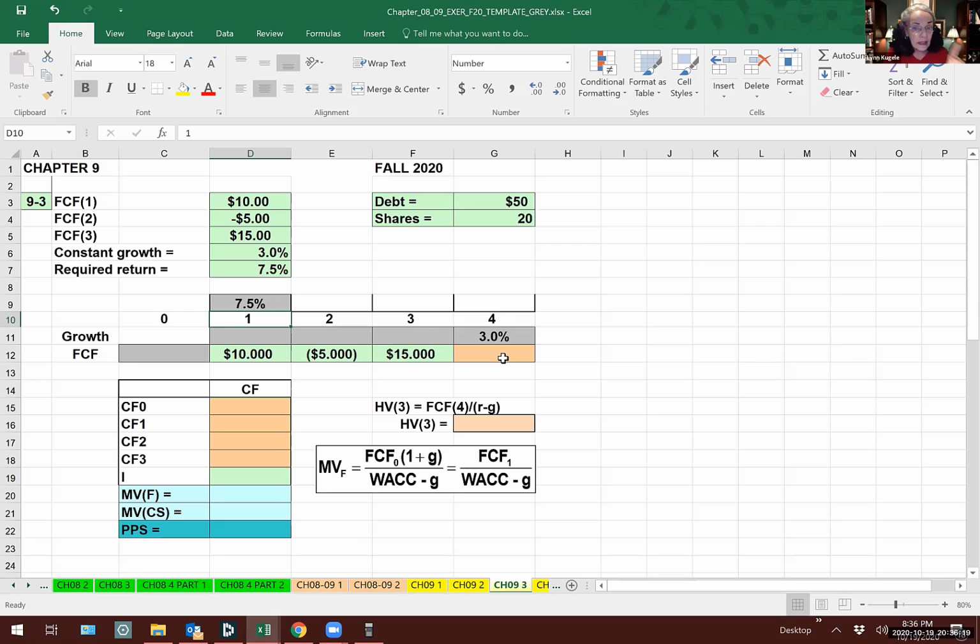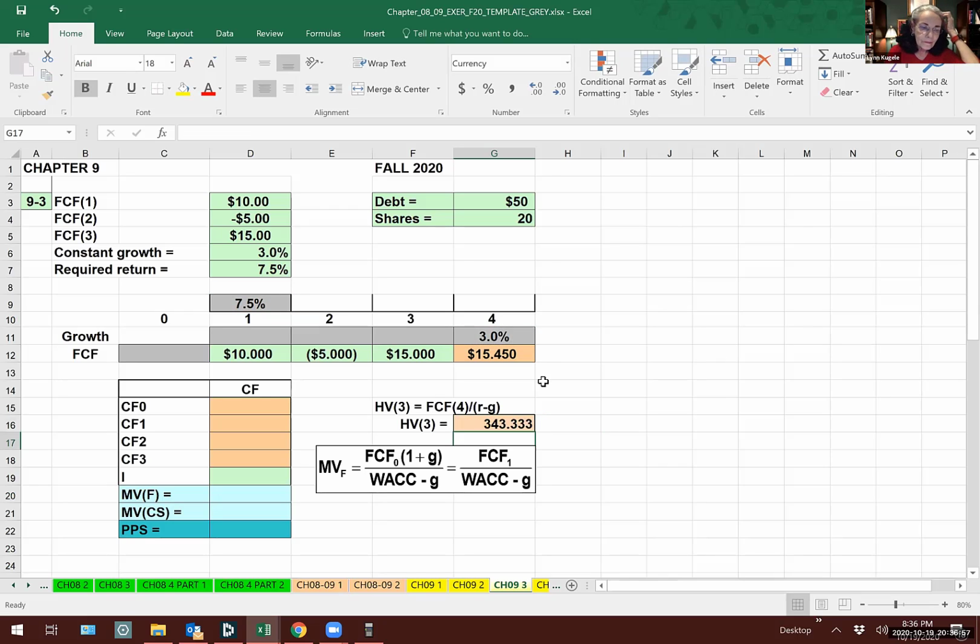Okay, we're going to follow the same pattern. We just don't have to grow these because they've given them to us. So this is going to be that times, see if I got it right this time. I did. There. The free cash flow for year 4 is going to be 1545. But I need the horizon value at year 3. And that's going to be that divided by required return minus the constant growth rate.